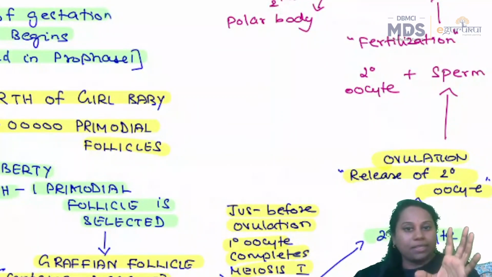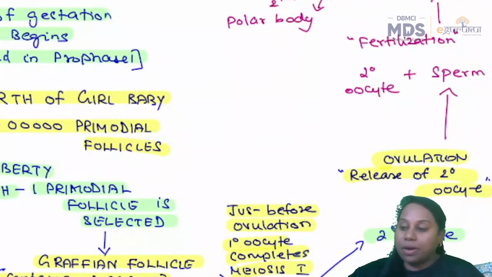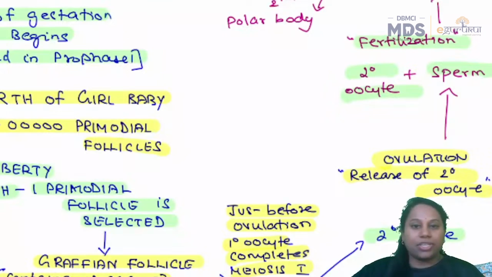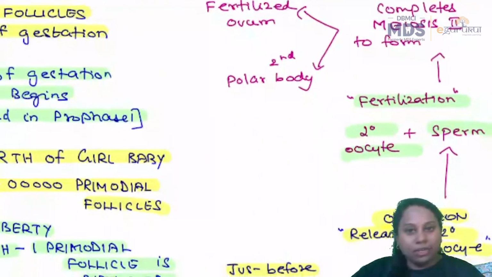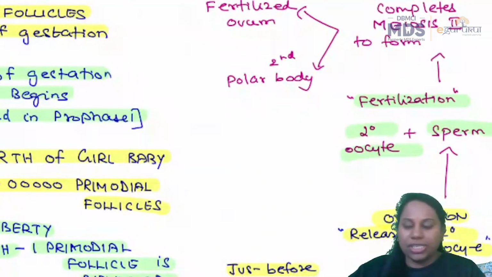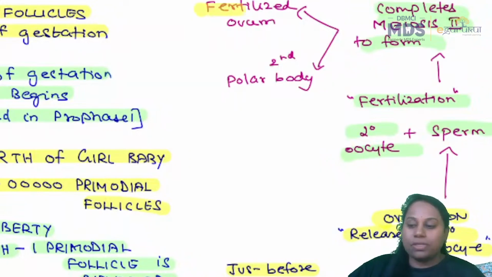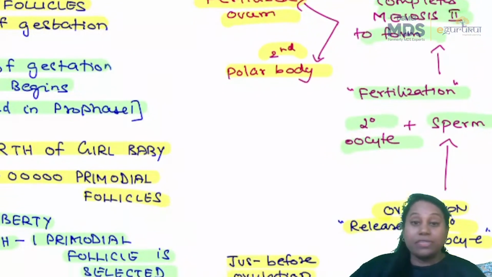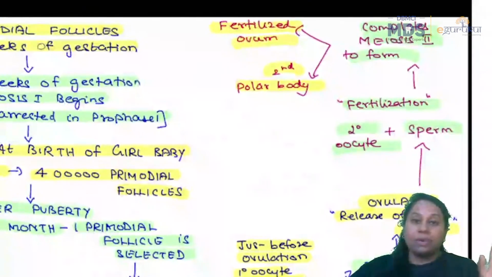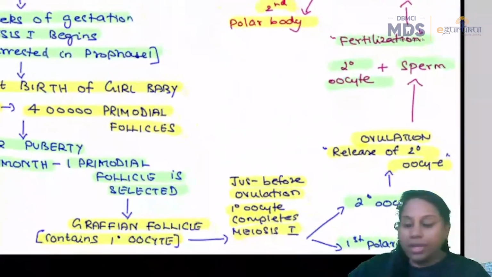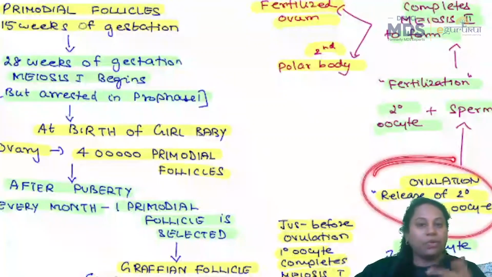When this secondary oocyte is released, if there is a sperm waiting there, it will fertilize. Fertilization happens. Once fertilization is done, it completes meiosis 2. On completing meiosis 2, it forms the fertilized ovum and the second polar body. This will happen only if there is a sperm waiting there. If there is no sperm waiting there, this secondary oocyte will be washed away in the next menstrual cycle.